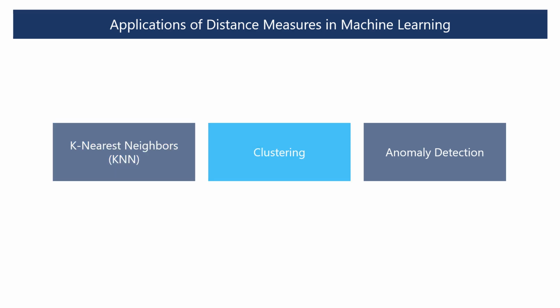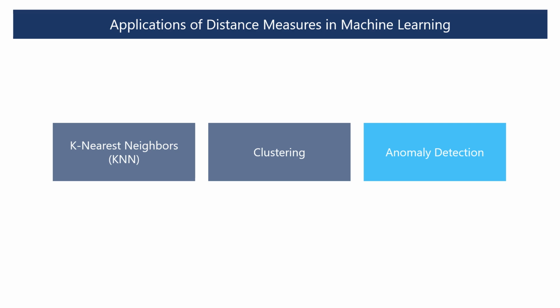The second example is clustering. Clustering algorithms like k-means use distance measures to group similar data points together. Data points that are closer to each other are more likely to be in the same cluster.